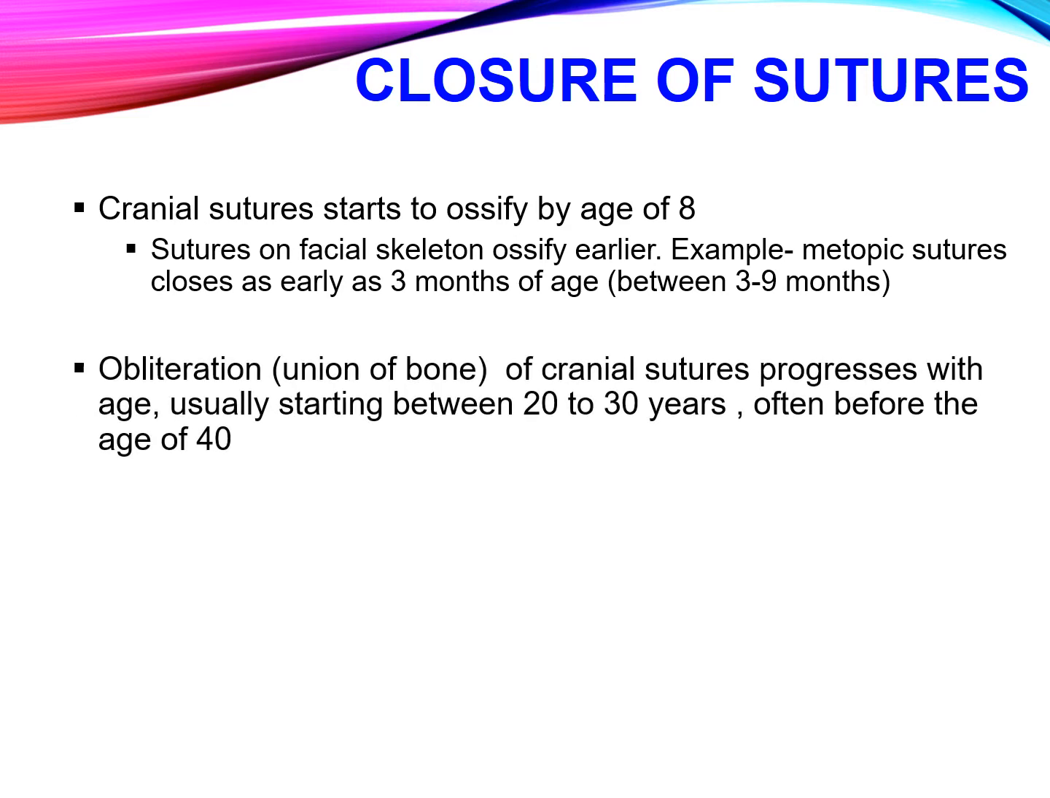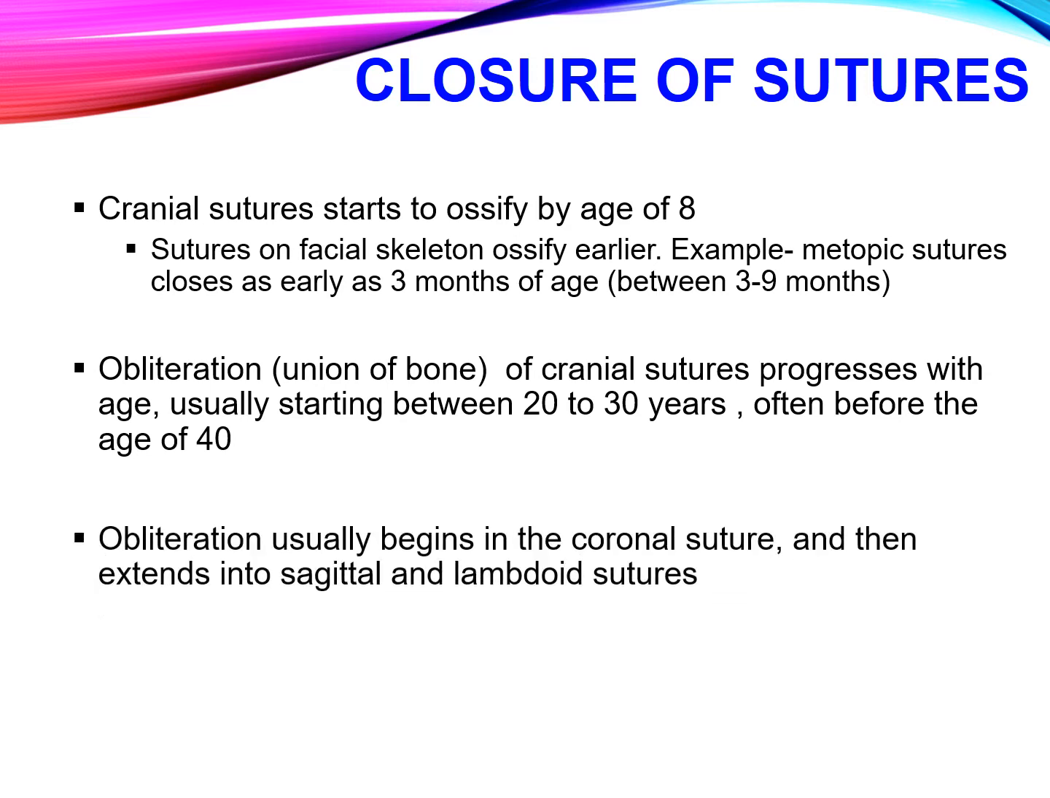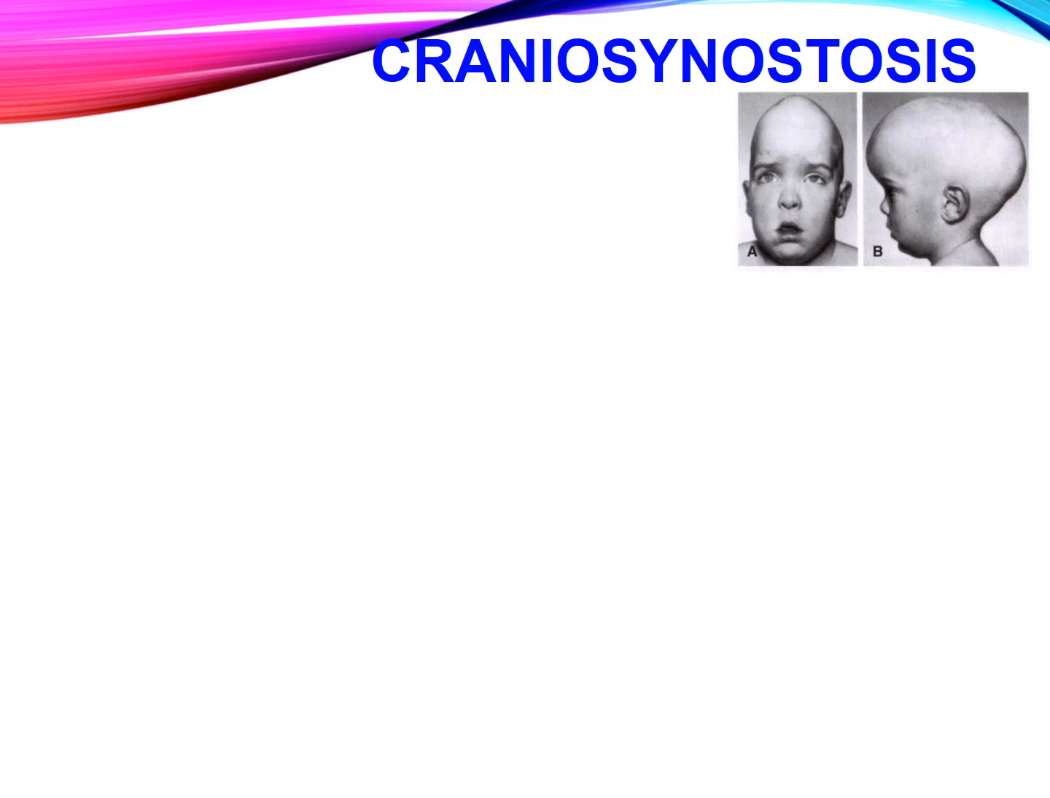The obliteration, which is the union of bones of cranial sutures, progresses with age, usually starting between 20 to 30 years, often before the age of 40. The obliteration usually begins in the coronal suture and then extends into the sagittal and lambdoidal sutures.